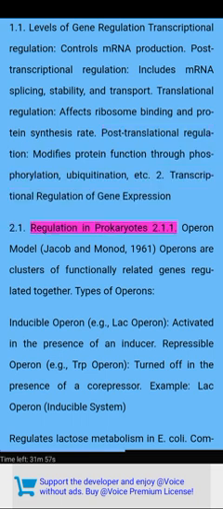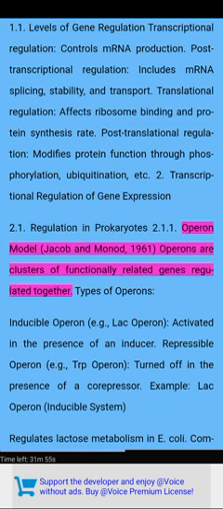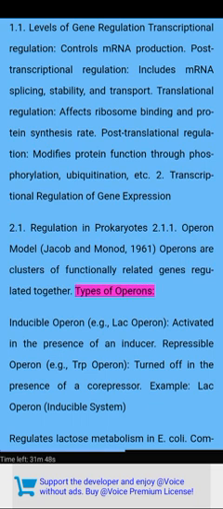2.1. Regulation in prokaryotes. 2.1.1. Operon model, Jacob and Monod, 1961. Operons are clusters of functionally related genes regulated together. Types of operons: inducible operon, e.g., lac operon, activated in the presence of an inducer. Repressible operon, e.g., trp operon, turned off in the presence of a corepressor. Example: lac operon, inducible system.